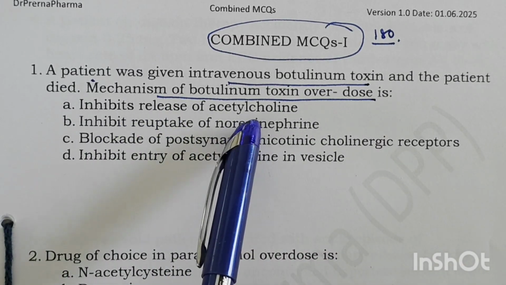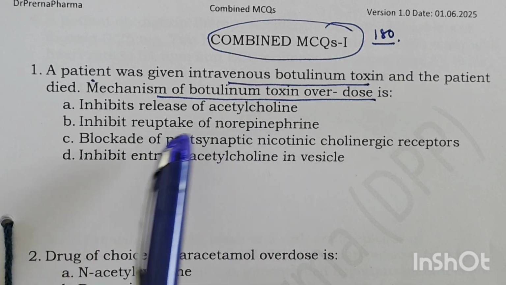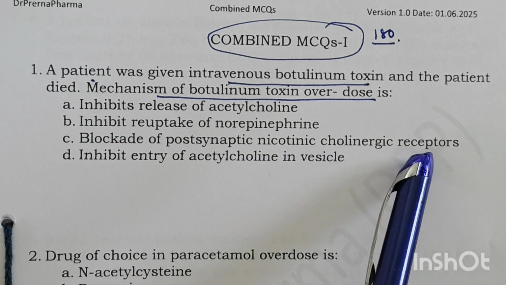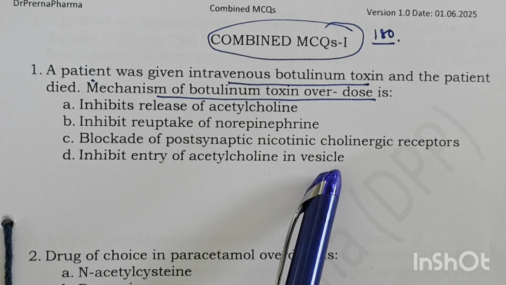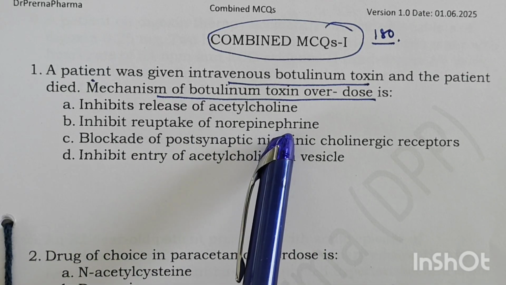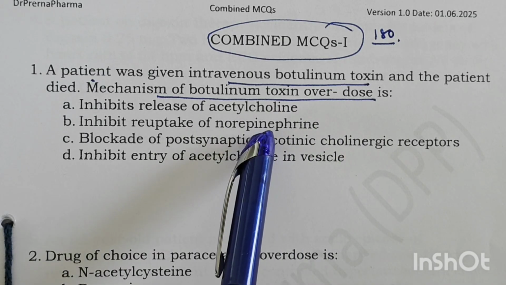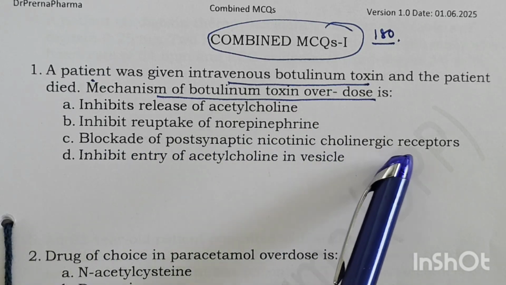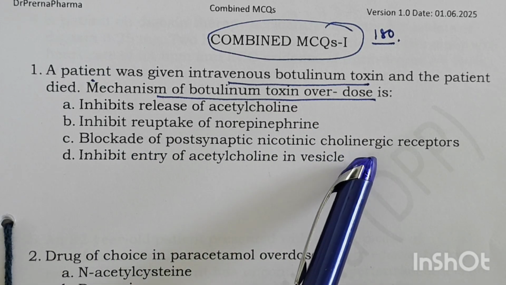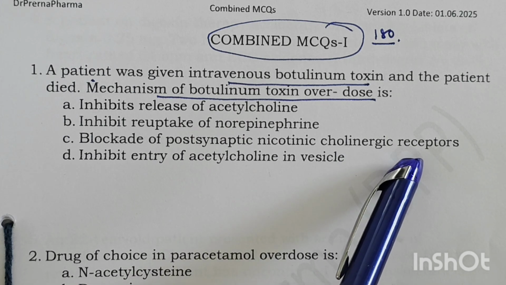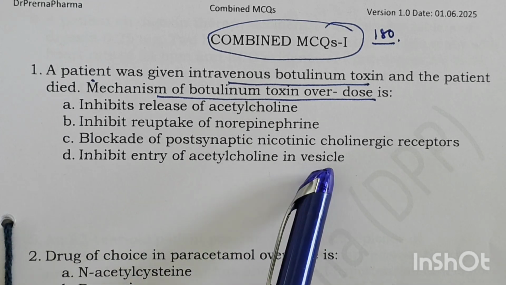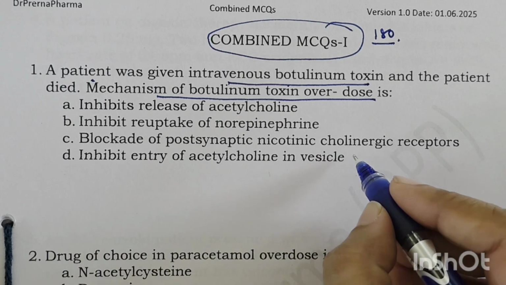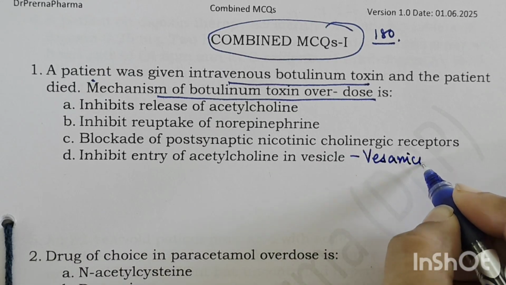The options are: inhibits the release of acetylcholine, inhibits the reuptake of norepinephrine, blockade of postsynaptic nicotinic cholinergic receptors, inhibit the entry of acetylcholine in vesicles. So inhibit the reuptake of norepinephrine, that is different. Botulinum does not act on norepinephrine. Blockade of postsynaptic nicotinic cholinergic receptors, this action is not done by botulinum. This is done by basically the antagonist of nicotinic receptors. Inhibit the entry of acetylcholine in the vesicles, this is done by vesamicol, right?